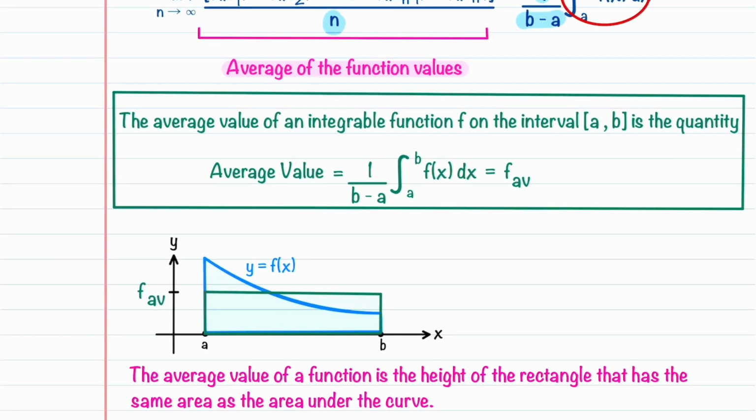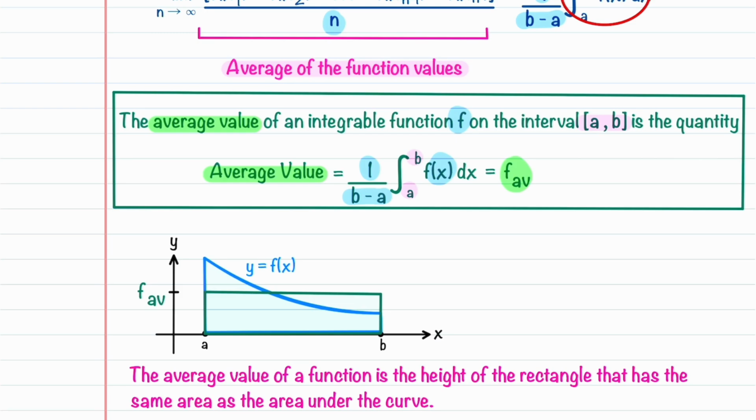Now we can talk about the formula. The average value shown down here of an integrable function f on a closed interval from a to b is 1 divided by b minus a times the integral from a to b of our function f of x dx. And we can abbreviate the average value by f sub av.